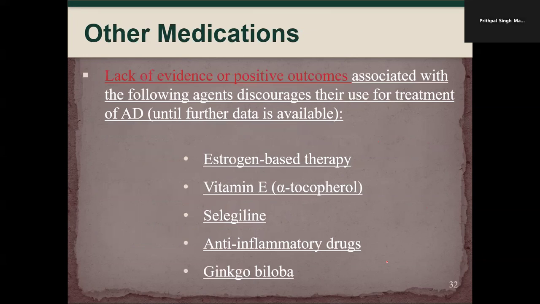Then there are various other medicines that are used, but there is a lack of evidence for their benefit, so they are discouraged. Some drugs are being used as adjunct therapy: vitamin E, statins, anti-inflammatory drugs. But by far, the drugs that are most commonly used are the acetylcholinesterase inhibitors, among which donepezil, rivastigmine, or galantamine can be used for the treatment of Alzheimer's disease.